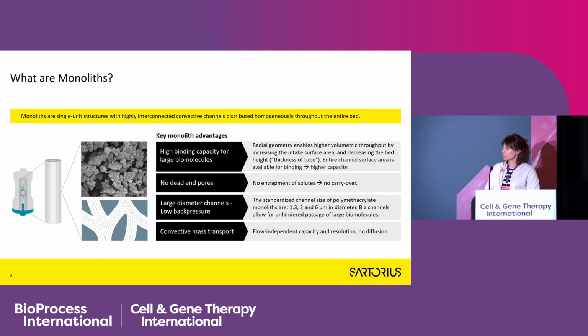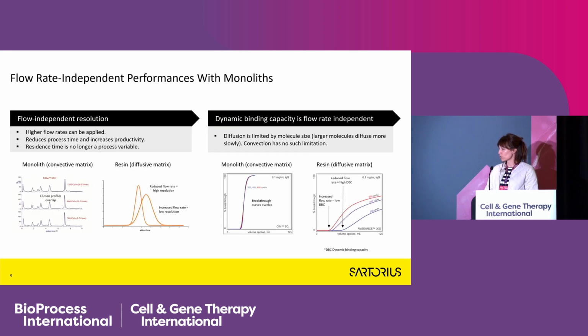We offer different channel sizes, so standardized sizes are 1.3, 2, and 6 micron channels in diameter. So those big channels really allow for easy passage of large biomolecules. And also, what is very important here, there is no shear stress. So for the viruses, especially enveloped viruses, which are very sensitive, this means that you can still obtain very high recoveries. The mass transport with monoliths is convective, which results in flow-independent capacity and resolution.